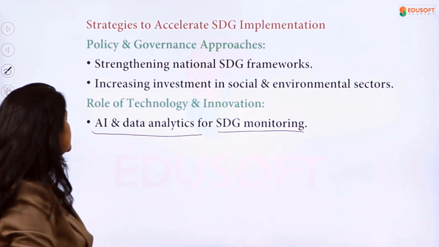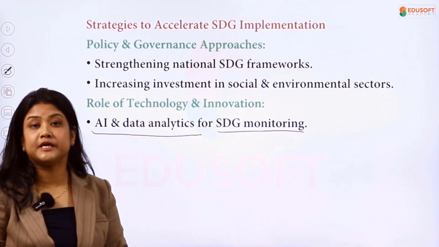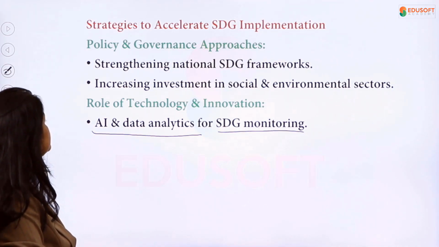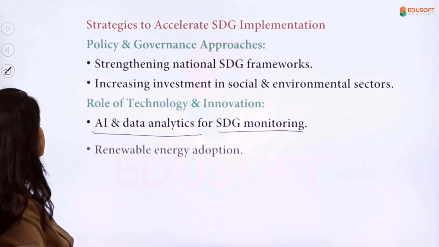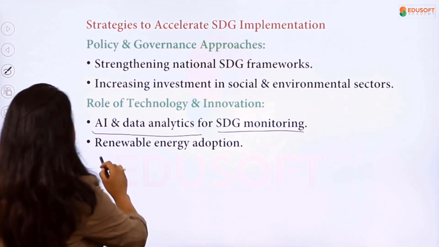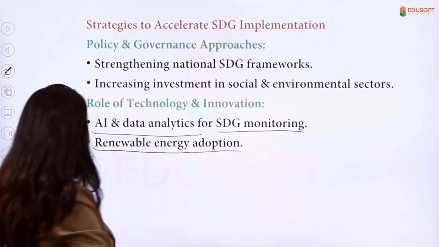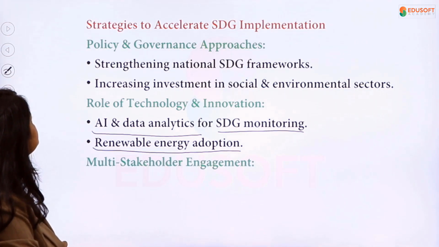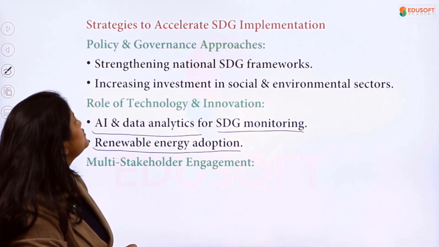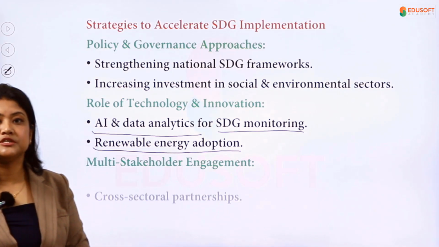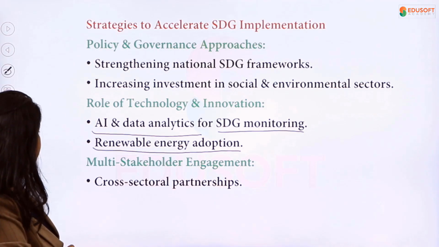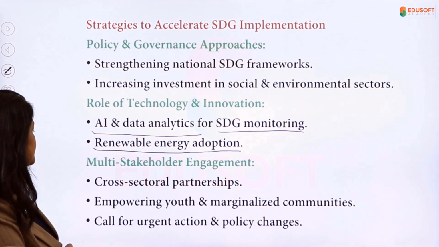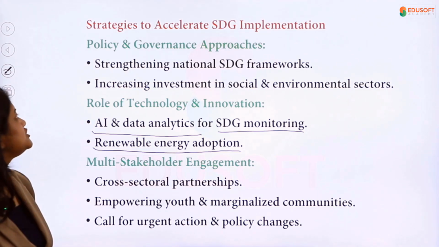Artificial intelligence, or AI, is playing a very major role in the world today. So AI and data analytics for SDG monitoring is very, very important. Renewable energy adoption is yet another very important aspect. In terms of multi-sectoral engagement, the strategies we can use to accelerate SDG implementation are cross-sectoral partnerships, empowering youth and marginalized communities, as well as calling for urgent action and policy changes.